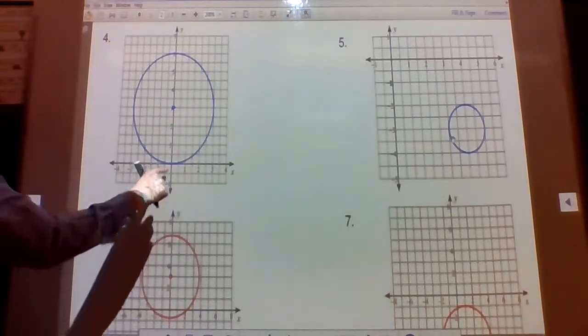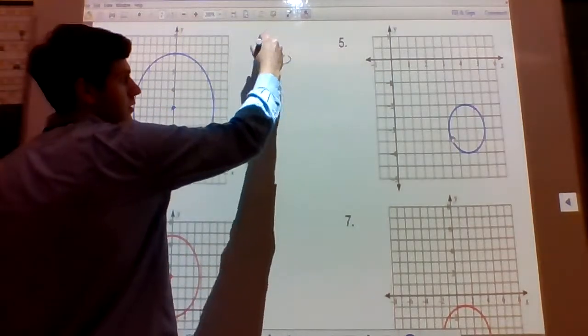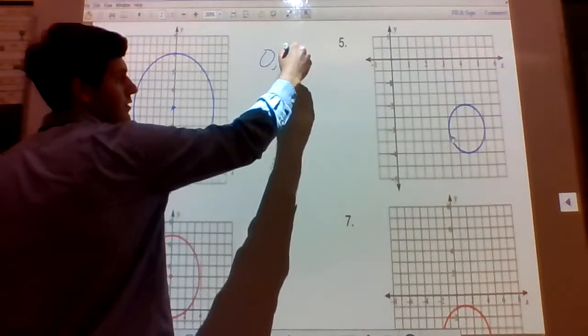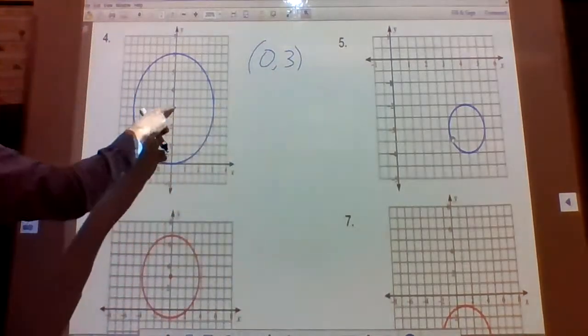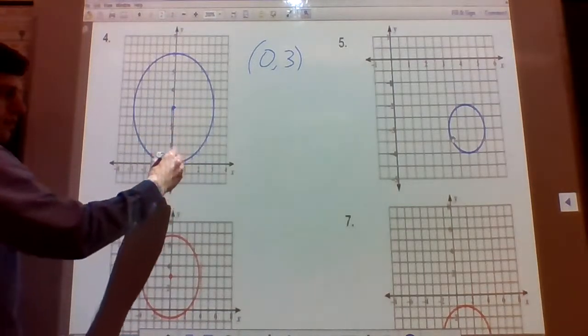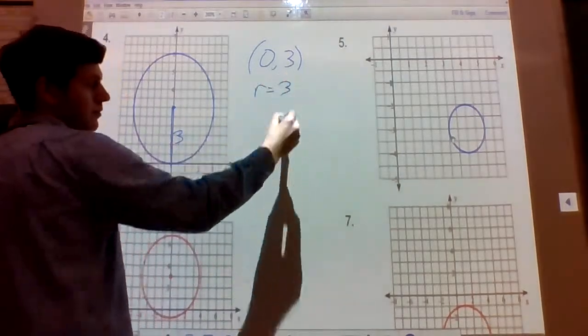So the center is 1, 2, 3, 0. I'm sorry, 0, 3. X coordinate is first, so 0, 3. And the radius is 3 units long, so r equals 3.